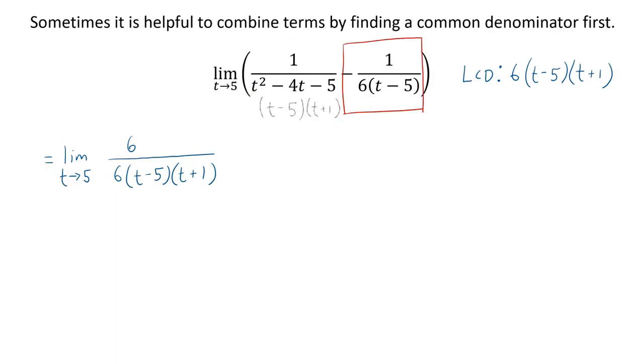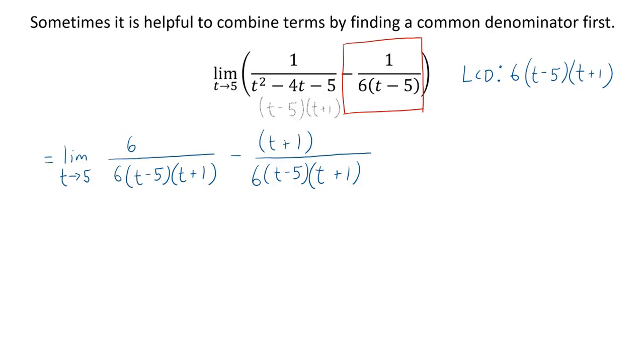Now let's do the same thing for the second term. We notice in the denominator of this fraction, the only factor missing from the least common denominator is the factor of t plus 1. So we multiply the top and bottom of this fraction by t plus 1. And that gives us minus the sum t plus 1 in the numerator over 6 times t minus 5 times t plus 1 in the denominator.